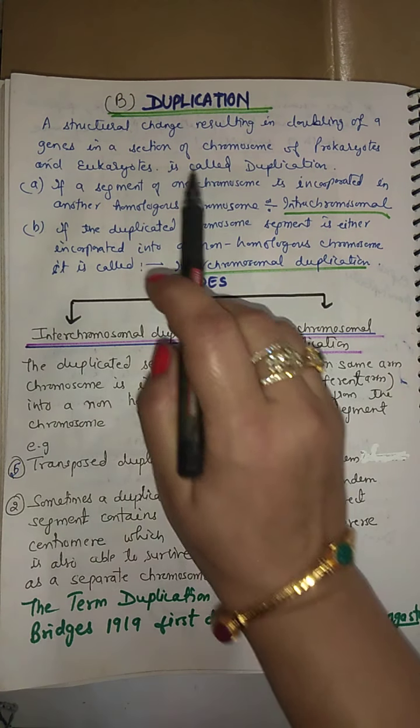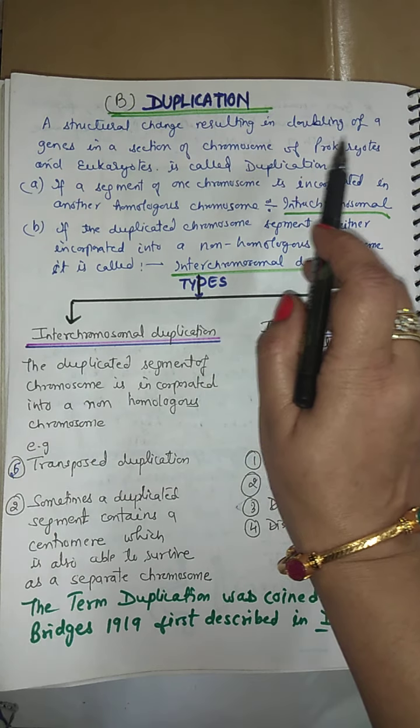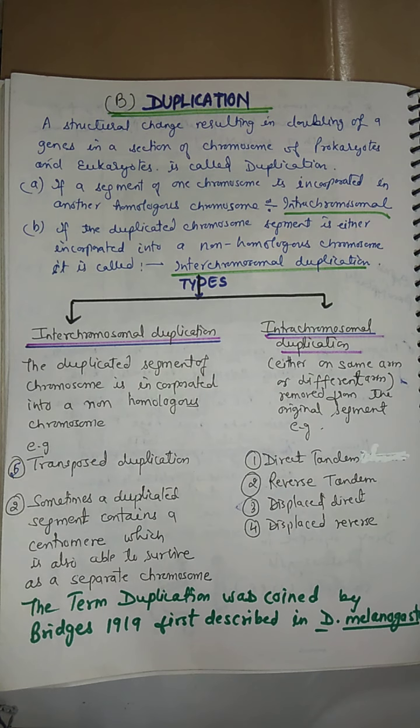Duplication is a structural change resulting in doubling of genes in a section of a chromosome of prokaryotes and eukaryotes. It is the occurrence of a segment of chromosome in two or more copies per genome. For the first time, the term duplication was coined by Bridges in 1919, who discovered it in Drosophila melanogaster.